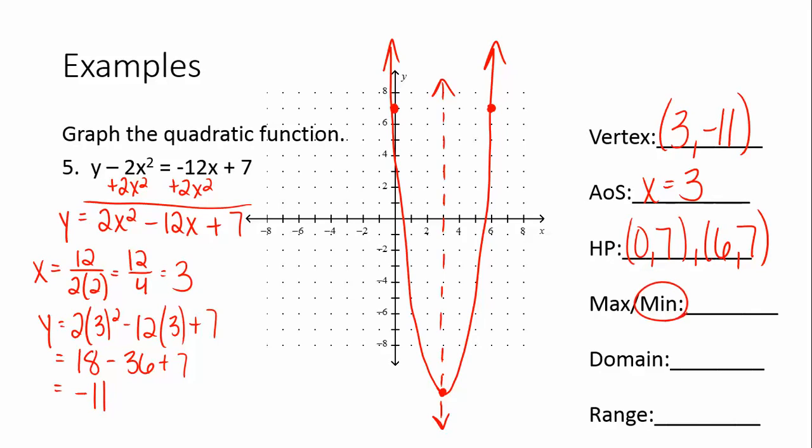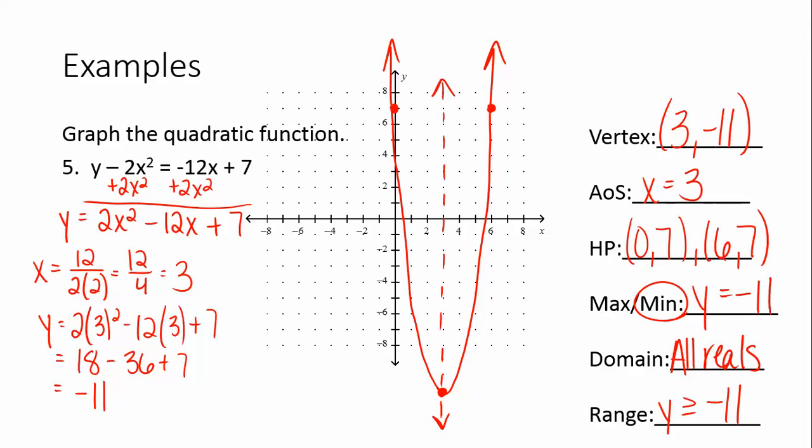We have a minimum, and it's occurring at y equals negative 11. It's the lowest point on the graph, way down here. The domain is all reals. And our range is y is greater than or equal to negative 11. Because we're opening upward, the graph continues upward, so we're talking about all the y values that are greater than or equal to negative 11.